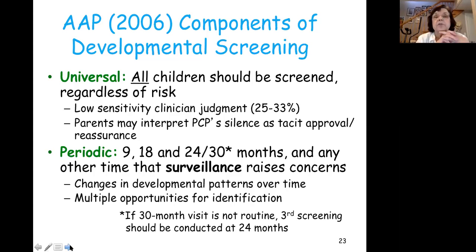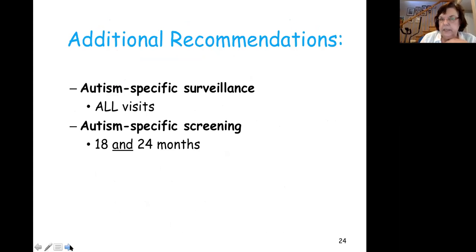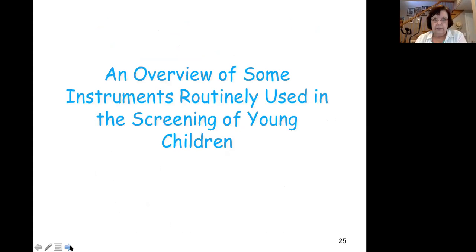So it's universal and it's also periodic. The periodic element of this is that at 9, 18, 24, or 30 months, at those visits, and any other time that you have some concerns raised from your regular surveillance, children will be developmentally screened. The additional recommendations that they also have is that we do autism-specific surveillance at all visits and autism-specific screening at 18 and 24 months. And I'll share those instruments with you.